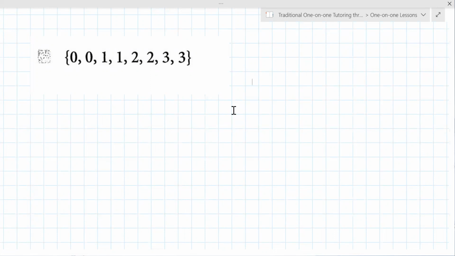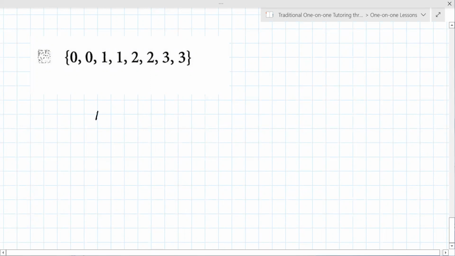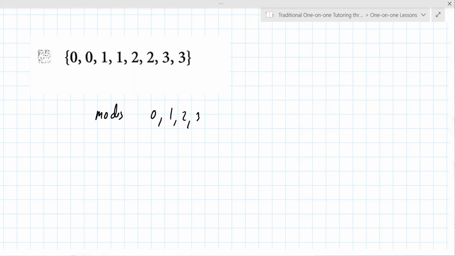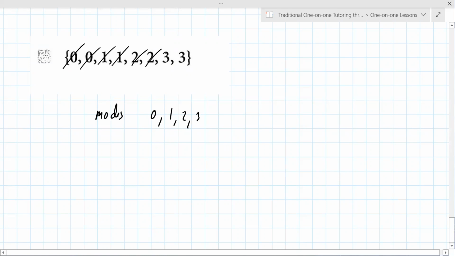Yeah. And wouldn't this one be 0, 1, 2, and 3? Yes, it has 4 modes. So you have to be very careful when you're counting, especially on a test when you're stressed. You may want to double count. You may also find that it's helpful to cross things out as you go to make sure that you've got it.